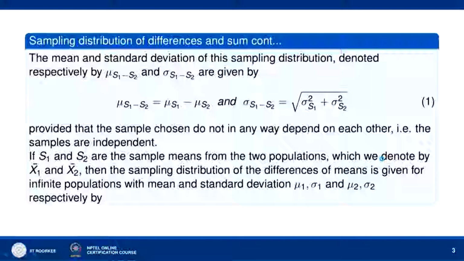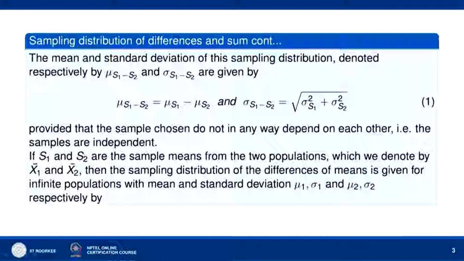The mean and standard deviation of this sampling distribution, denoted by mu S1 minus S2 and sigma S1 minus S2, are given by mu S1 minus S2 equal to mu S1 minus mu S2, and sigma S1 minus S2 equal to square root of sigma S1 square plus sigma S2 square, provided that the samples chosen do not in any way depend on each other, that is, the samples are independent.